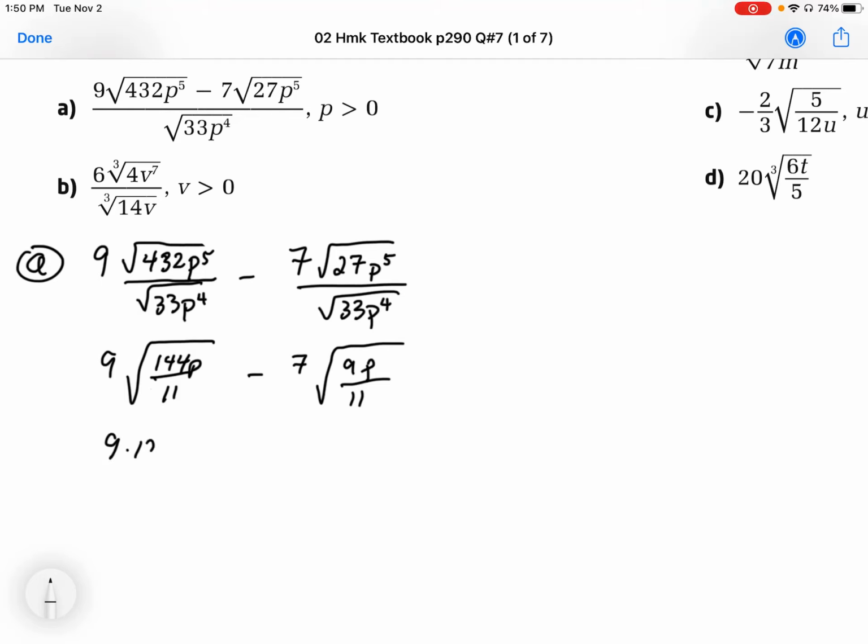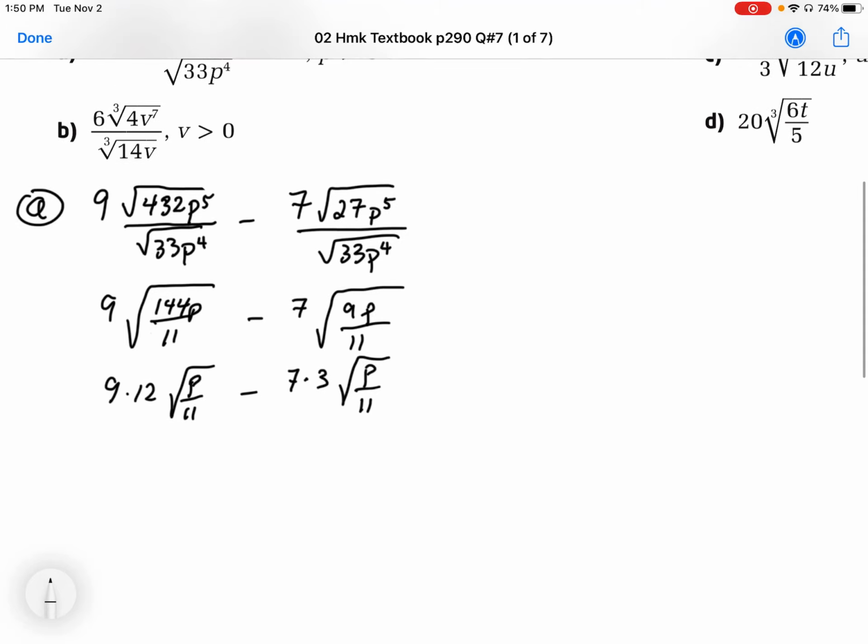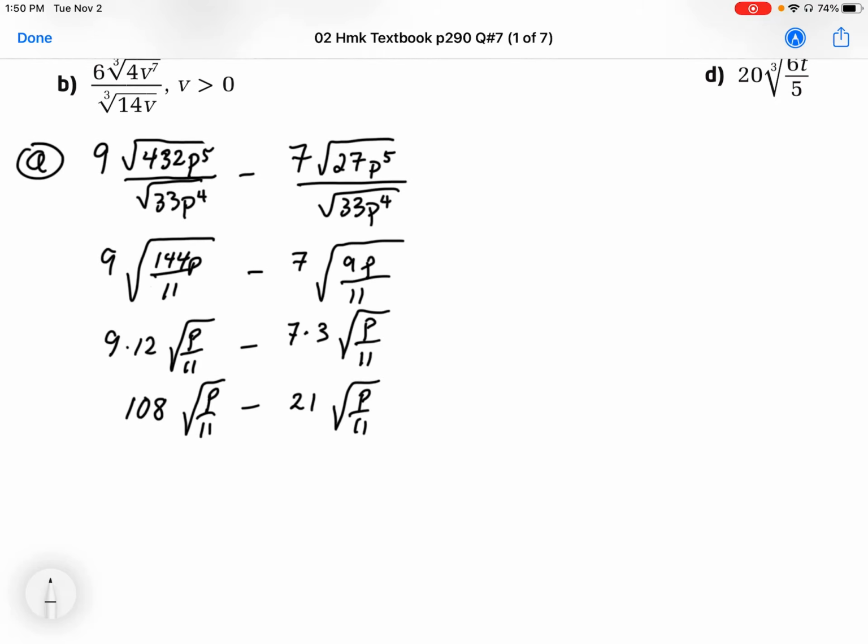So 9 times 12, and we end up with root p over 11 minus 7 times 3, and we end up with root p over 11. Okay, those are like terms, so we can actually combine them together. We can also think of them as fractions with a common denominator. When we work this out, we end up with 108 root p over 11 minus 7 times 3 is 21 root p over 11. We can then subtract the two, so we end up with 87 root p over 11.